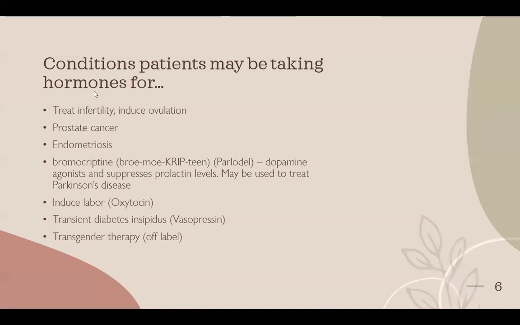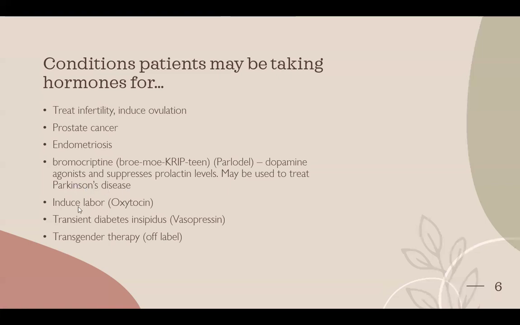Conditions patients may be taking hormones for, this is very broadly speaking. Patients could take hormones to treat infertility. They could take them to induce ovulation. Patients can take hormones to treat different cancers, such as prostate cancer, and endometriosis. This drug up here is a dopamine agonist. It's a hormone, but it's a dopamine agonist, and so that can be used to treat Parkinson's disease.